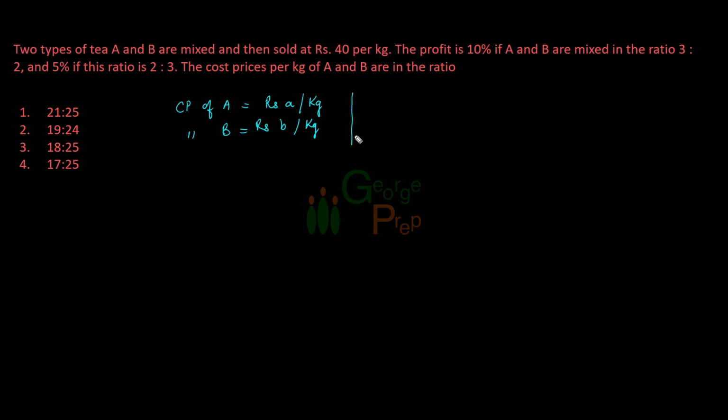Now there are two scenarios. In the first scenario, SP is rupees 40 per kg and the profit is 10% if these two teas are mixed in the ratio of 3:2. So if profit is 10%, then CP will be 40 by 1.1 rupees per kg, because 40 is equal to CP plus 10 by 100 of CP. From here we get 1.1 CP is equal to 40, or CP will be 40 by 1.1.